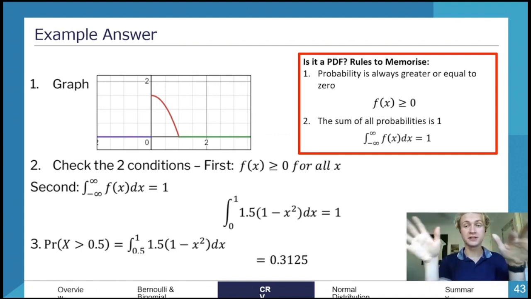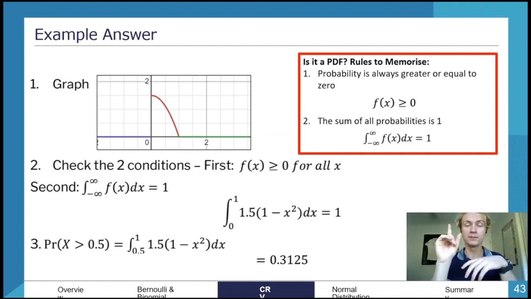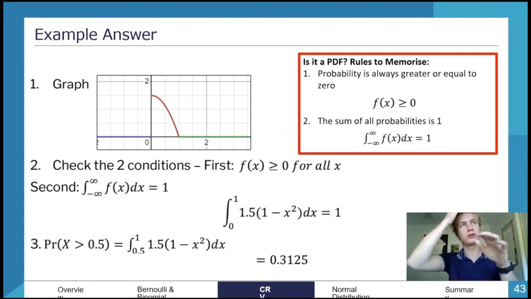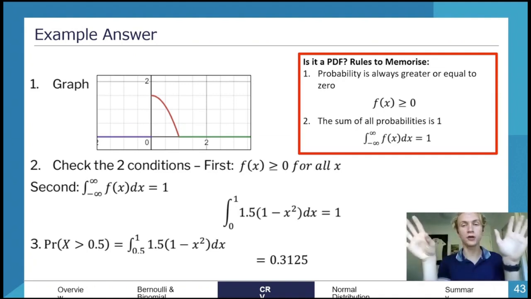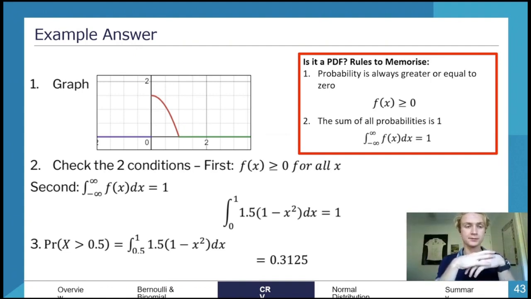Number two, the sum of all probabilities is 1. Now, usually if we had a discrete variable, what would we do? Well, we would just add up all of the little probabilities for all the different x values, and that would equal 1. However, with this, what we do is integrate between negative infinity and positive infinity, and we see whether the total area under the curve equals 1.